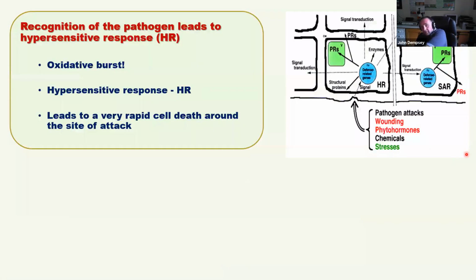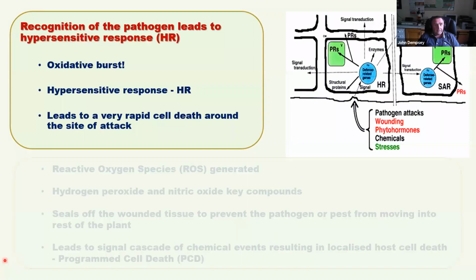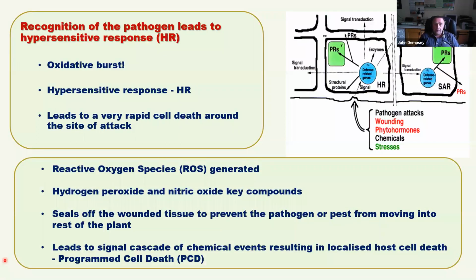So the very first response is what's called the oxidative burst. So what is that? Well, various types of oxygen species are produced, things like superoxide, hydroxyl, but the main oxidative burst component is actually hydrogen peroxide. And this leads to what's called the hypersensitive response.